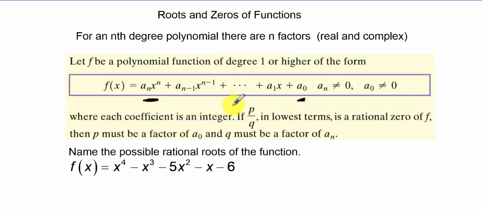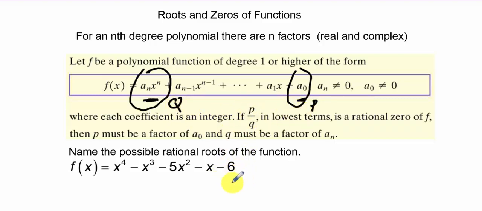And if we want to look for a rational root, those rational roots can be found by the factors of this constant term and this leading coefficient term right here, where the factors of the constant term are called p and the factors of the leading coefficient term are called q. And all the possible rational roots for the polynomial function are of the form p over q.